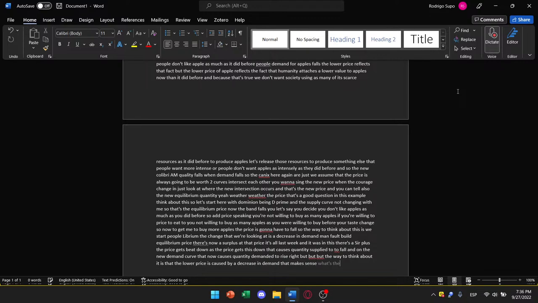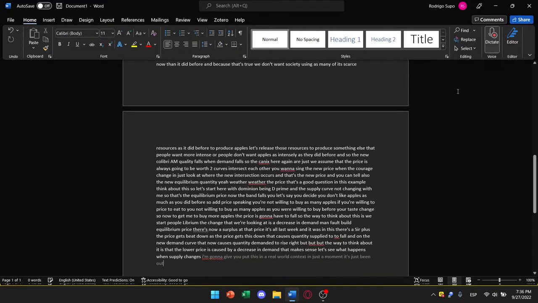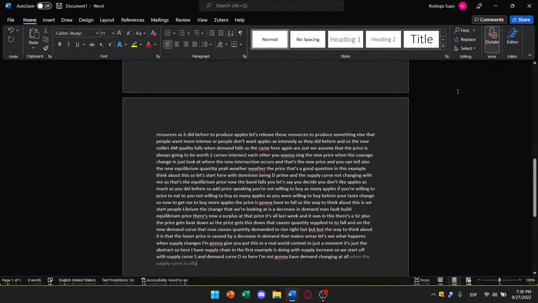Let's see what happens when supply changes. I'm going to put this in a real world context in just a moment. This is just the abstract theory. So here I have supply. In the first example, let's do a supply increase. So we start off with supply curve S and demand curve D. Here I'm not going to have demand changing at all. When the supply curve is S and demand curve is D, we have equilibrium price PE1 and equilibrium quantity QE1.